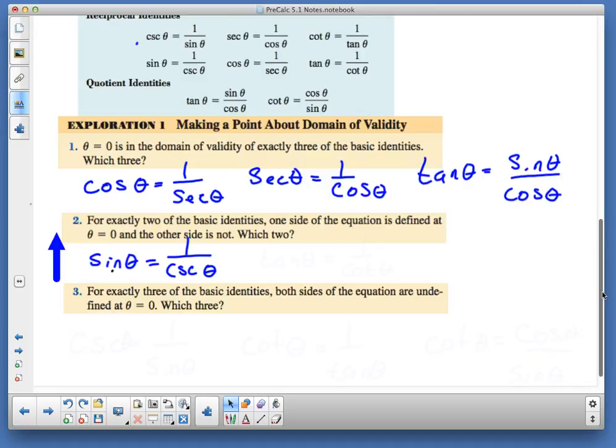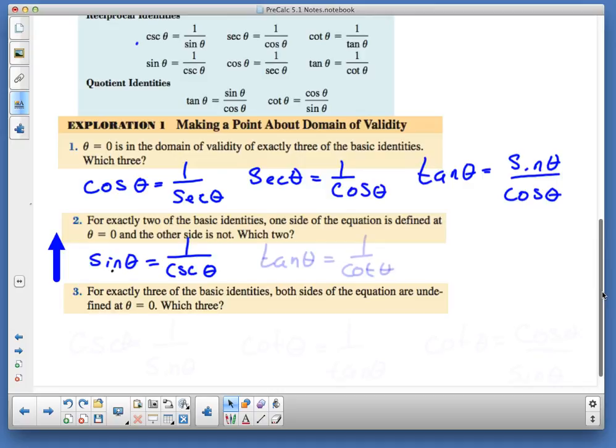Sine of theta is 0 at 0, but cosecant, which is 1 over sine of theta, isn't defined there because we're dividing by 0 here. So that's not going to work. Cosecant is 1 over sine, and 1 over 0 doesn't work, and 1 divided by 1 over 0 is not going to work out at all.